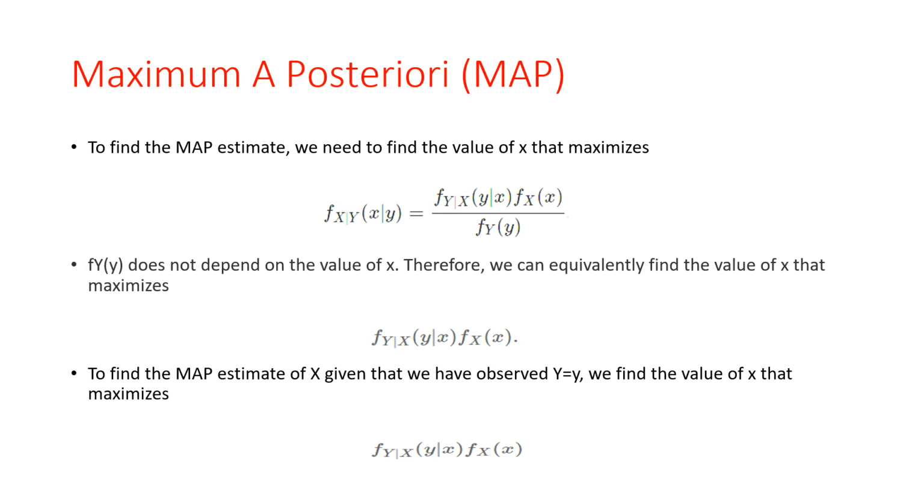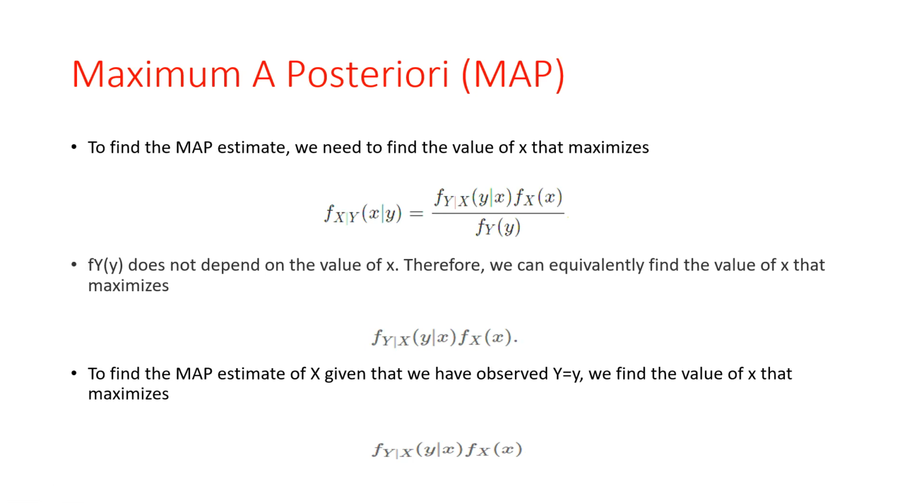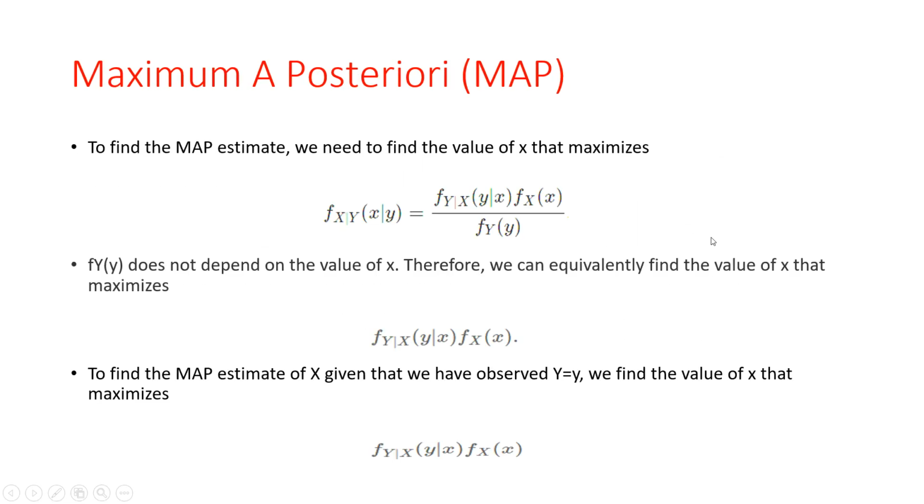Next, to find the MAP estimate, we need to find the value of X that maximizes this. Okay, so how do we estimate this x MAP for the continuous variable? f of x given y is equal to f of y given x times f of x divided by f of y.